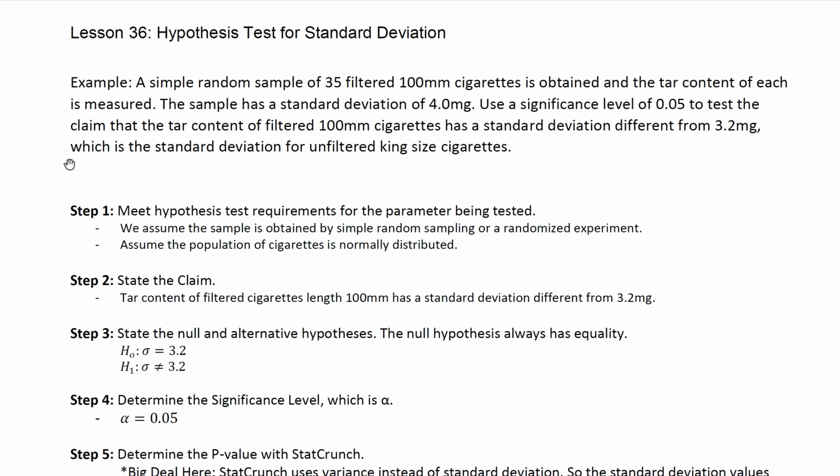Use a significance level of 0.05 to test the claim that the tar content of filtered 100 millimeter cigarettes has a standard deviation different from 3.2 milligrams, which is the standard deviation for unfiltered king-size cigarettes.